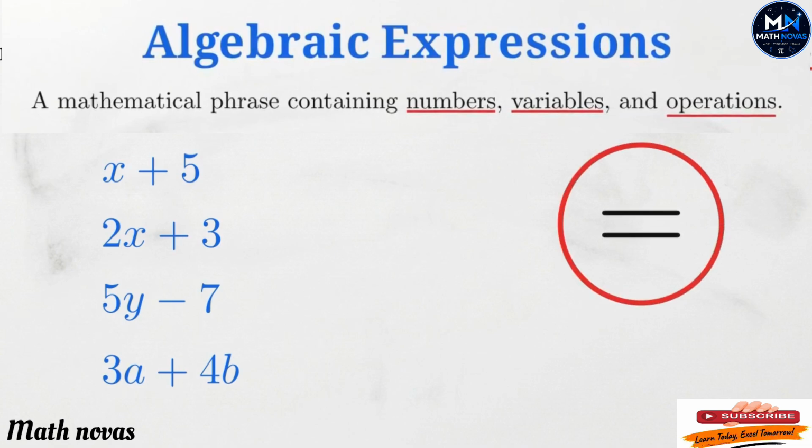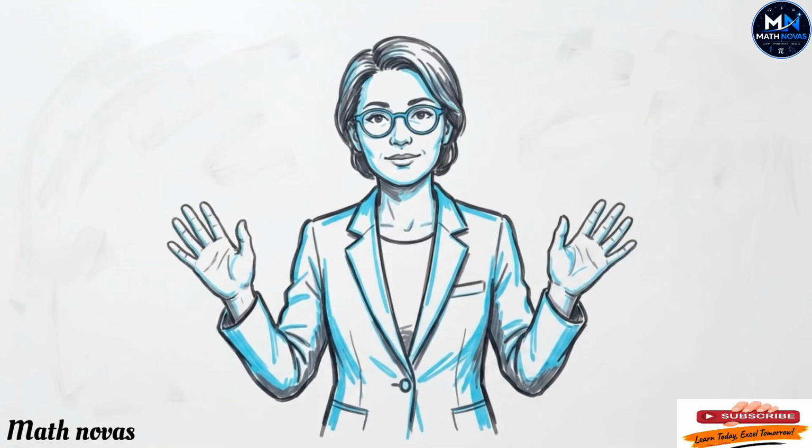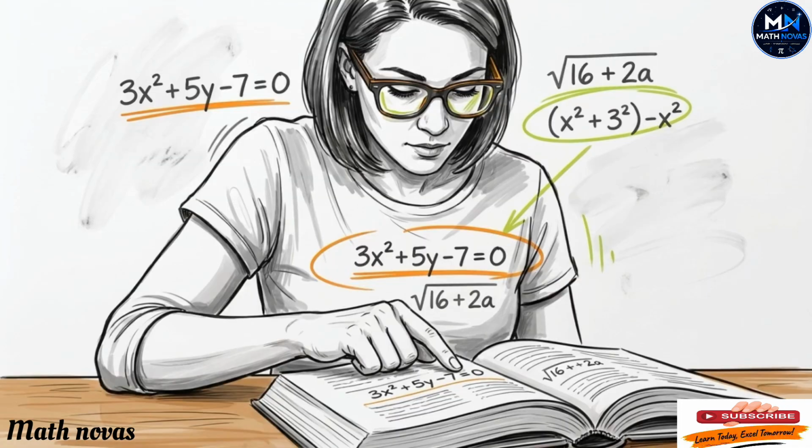But look closely at what is missing. None of these examples have an equal sign. That is the distinction. The moment you add an equal sign, it becomes an equation. Because we do not have an equal sign here, our goal right now is not to solve for a final answer. We are learning how to read the grammar and structure of mathematical language.